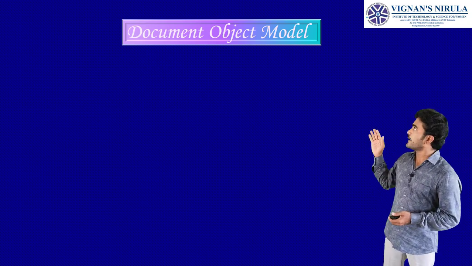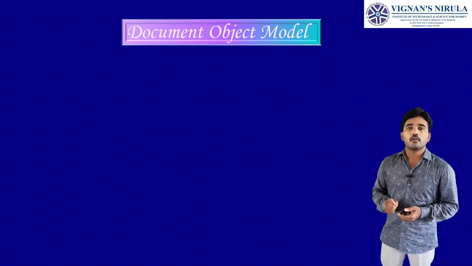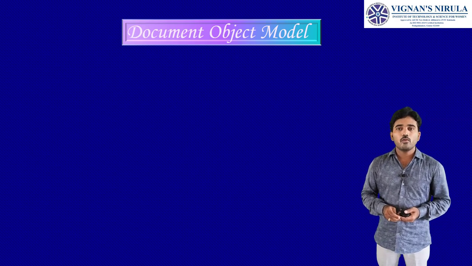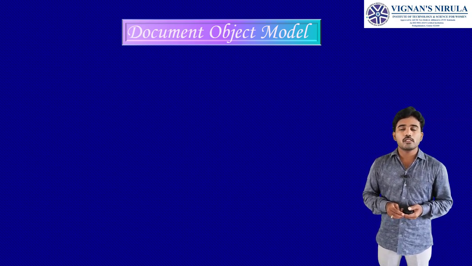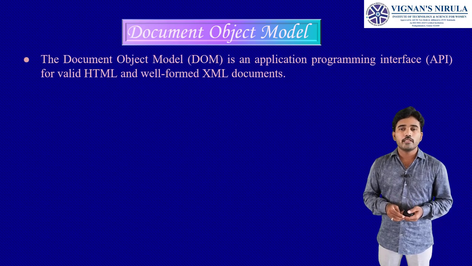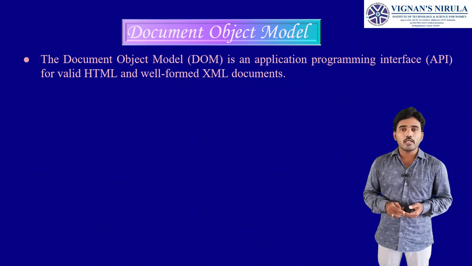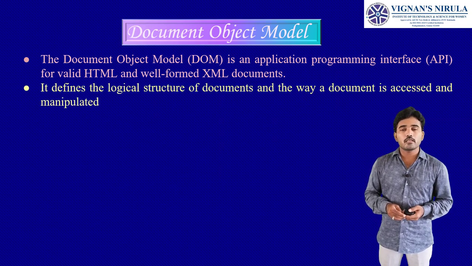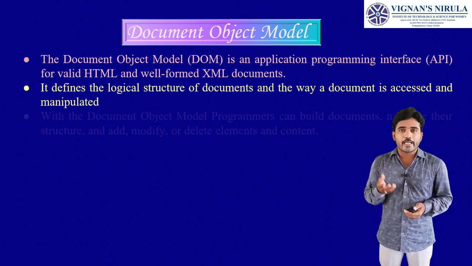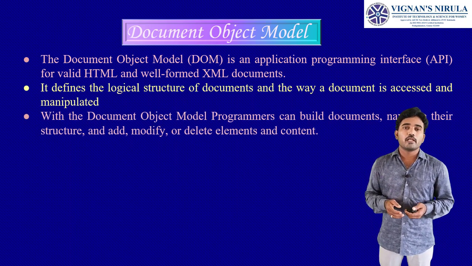And then coming to the next topic, that is the Document Object Model. So what about this Document Object Model? Simply we may call it DOM. This Document Object Model is an application programming interface for valid and well-formed XML documents, and it defines the logical structure of the documents and the way a document is accessed and manipulated.